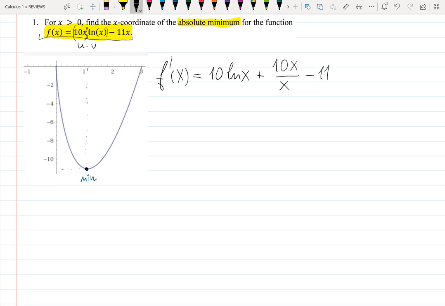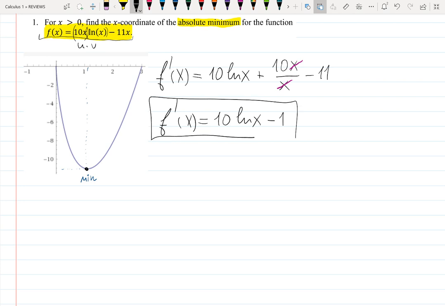Let's simplify. The derivative becomes 10 ln x, then x can be simplified with 1 over x. 10 minus 11 is negative 1. And this is the derivative we got. Put it in a box because we will be using a sign line for the first derivative, and we will be plugging test points into this box.